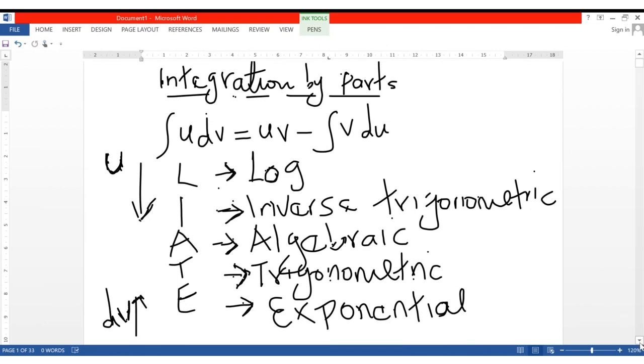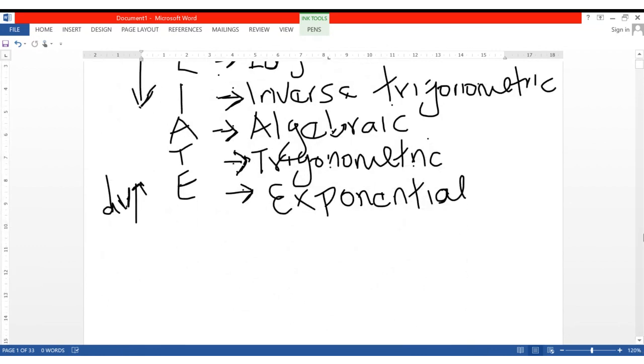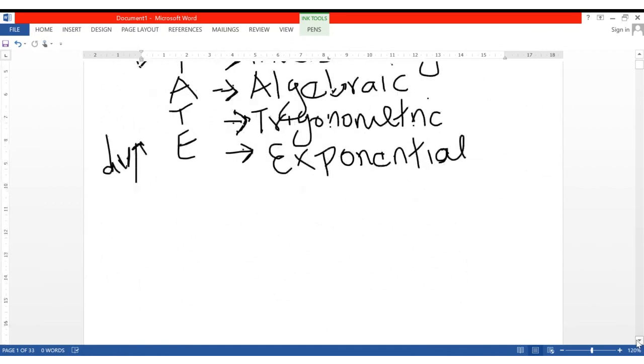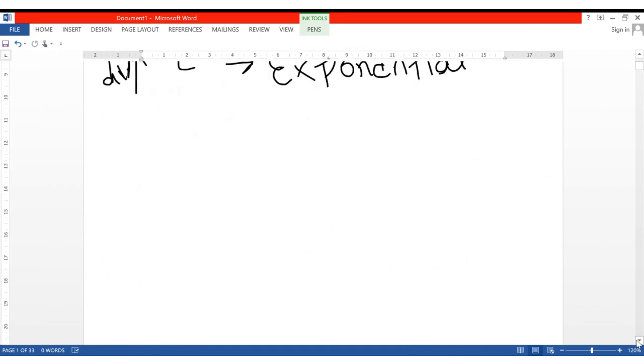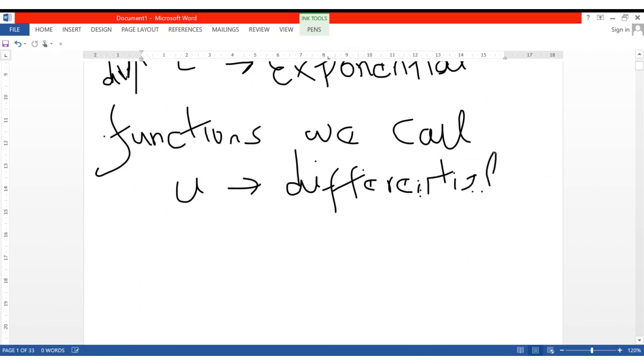So you call one function u, the other one is given, so you shall be using LIATE basically. We shall be using LIATE to come up with those. So what I want you to know is that the functions we call u, we normally differentiate, and the functions that we call dv, we normally integrate.